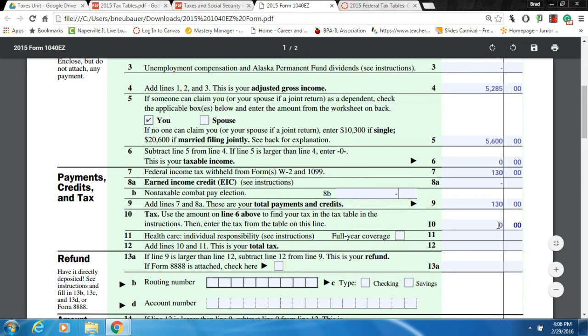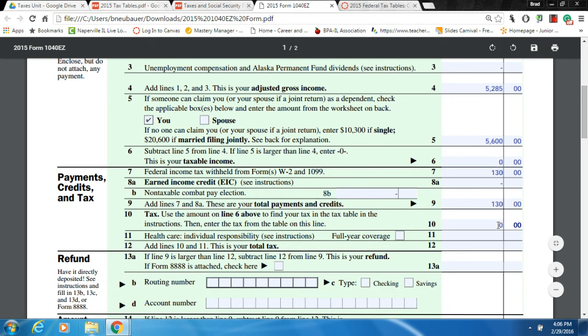Okay, so what we've got to do is just finish up this form. So his refund: if line 9, let me scroll up so you can see it here, if line 9 is larger than line 12, subtract it. Line 9 is larger than line 12. This is your refund. So Joseph K. Red is getting back all of his tax money.